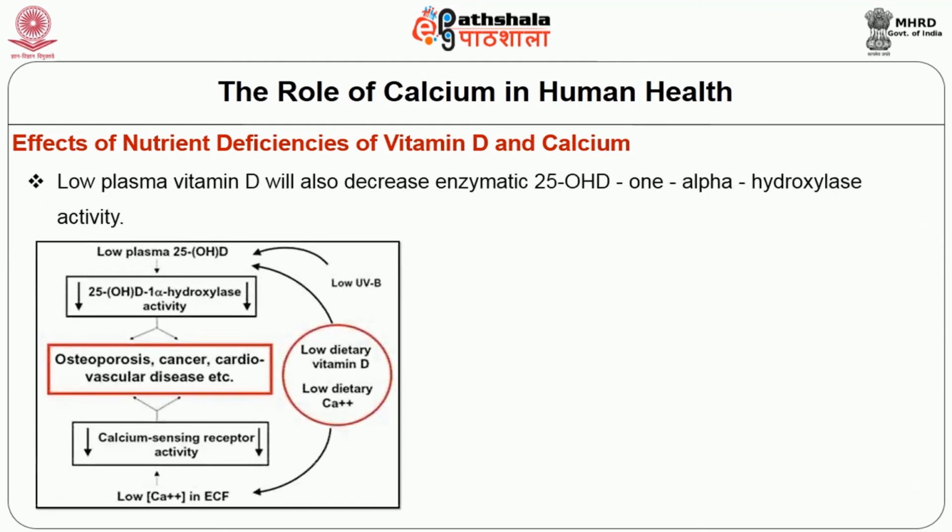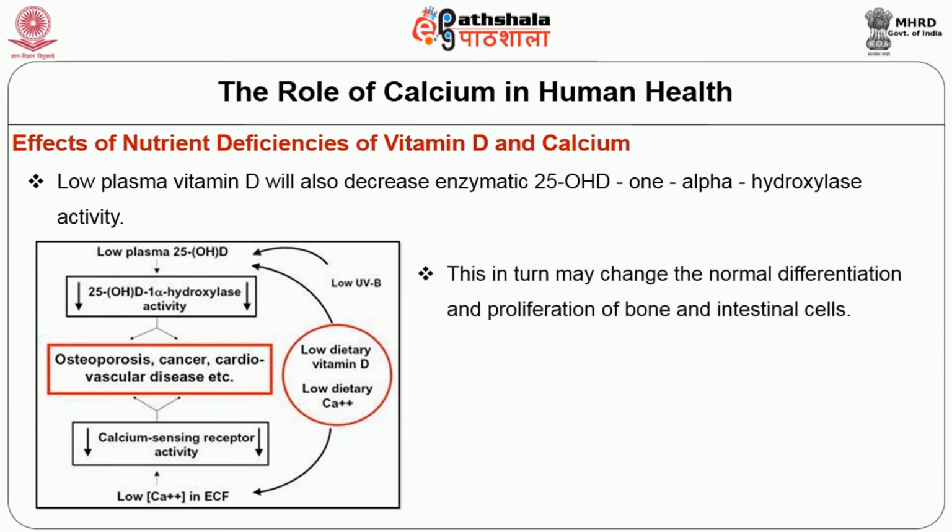Low plasma vitamin D will also decrease enzymatic 25-hydroxy vitamin D3 1-alpha hydroxylase activity. This in turn may change the normal differentiation and proliferation of bone and intestinal cells.